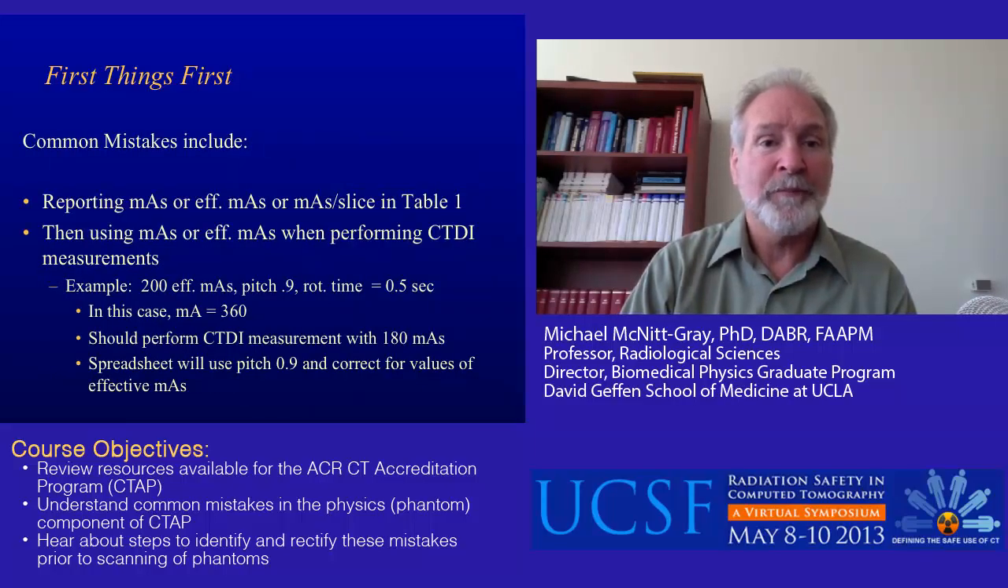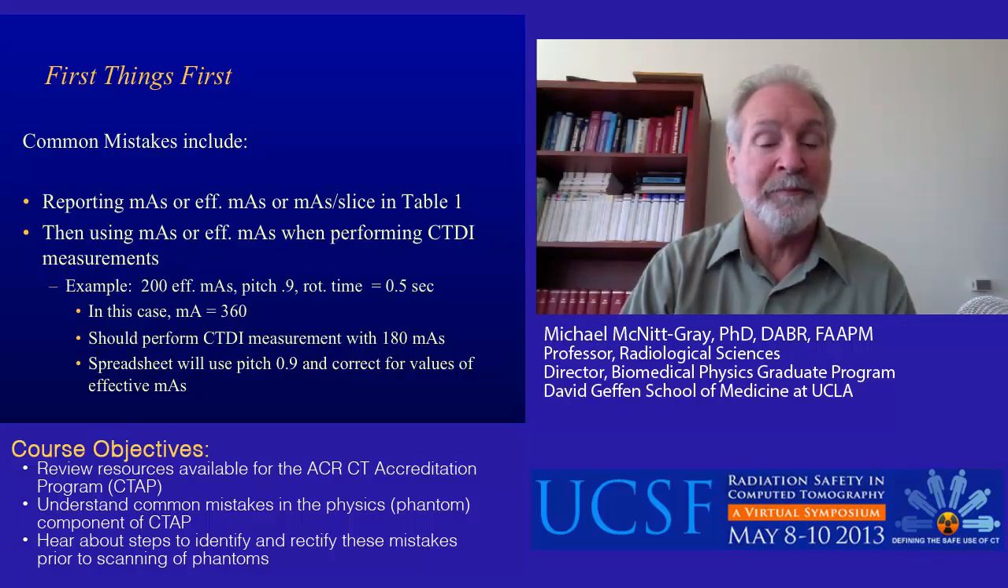Some common mistakes here include reporting the MAS or effective MAS or MAS per slice in Table 1 as I described. So using the MAS or effective MAS, when this is done in Table 1, if those values are used when performing CTDI measurements, that can lead to a mistake.